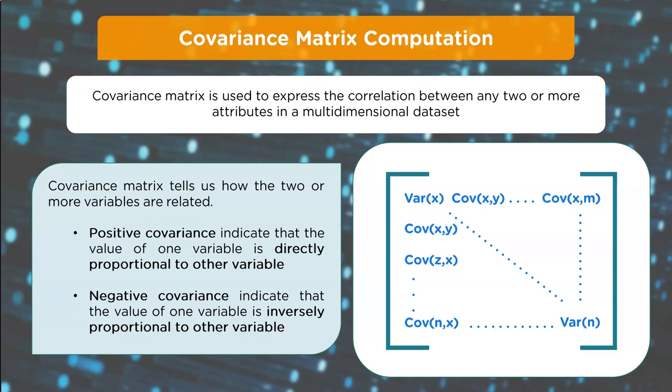The covariance matrix tells us how the two or more variables are related. Positive covariance indicates that the value of one variable is directly proportional to the other variable. Negative covariance indicates that the value of one variable is inversely proportional to the other variable. That is always important to note whenever we're doing any of these matrices, that we're going to be looking at that positive and negative, whether it's inverted or not.